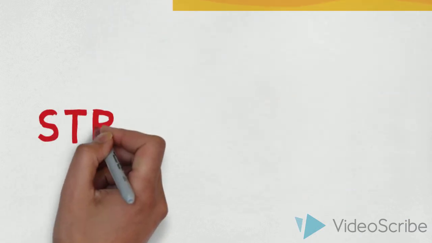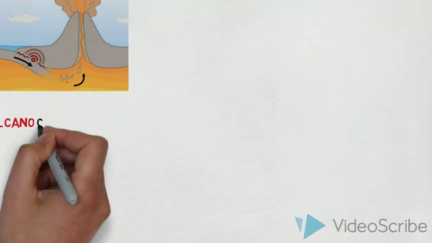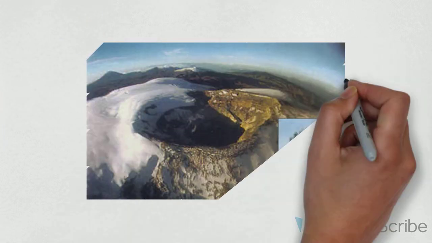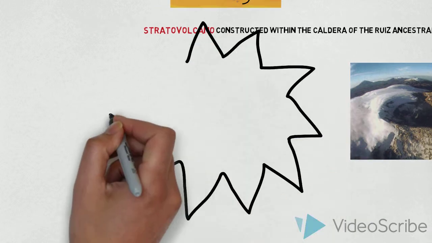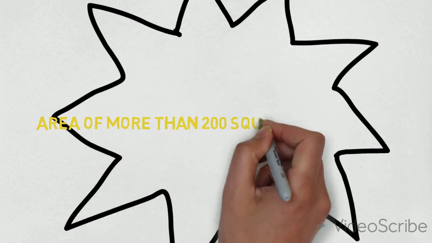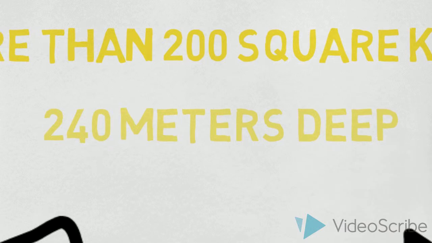The Ruiz volcano is a stratovolcano, which is a conical shape made up of layers of lava, tephra, and volcanic ash. This particular volcano is constructed within the caldera of the Ruiz ancestral volcano and consists of 5 volcanic domes. It covers an area of 200 square kilometers and stretches 65 kilometers from east to west.